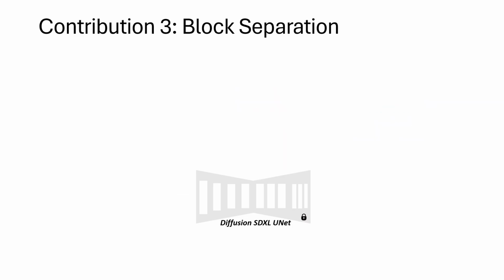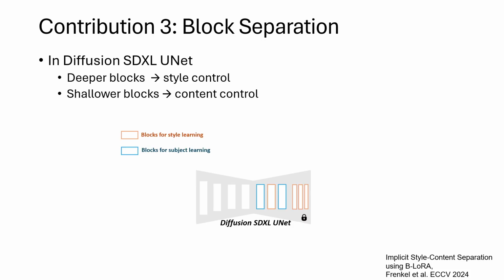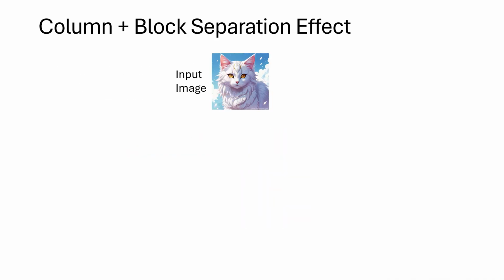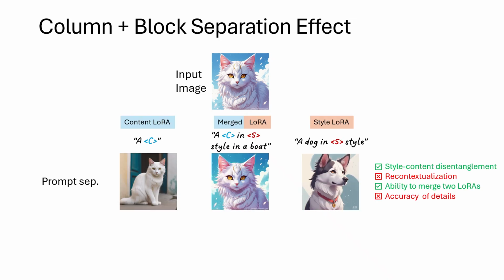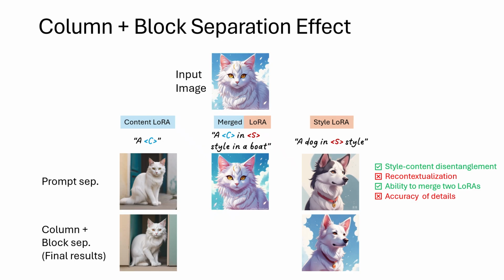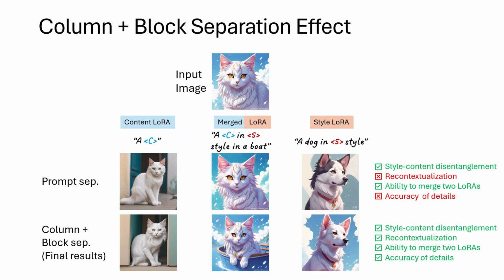Finally, we use block separation to maximize fine-grained detail capturing. Inspired by previous work, we designed a fine-grained split, shown in this figure, for better detail preservation by using different blocks in the UNet during joint training. With the help of those two techniques, the previous problems of prompt separation could be solved. Seeing this example, after we apply column and block separation, we find that the details of the content are better preserved, and the style is exactly the same as the input. For the merge generation, now it could merge together and do a perfect recontextualization, meaning that our goal is all achieved.